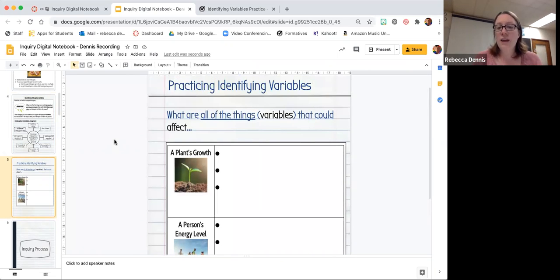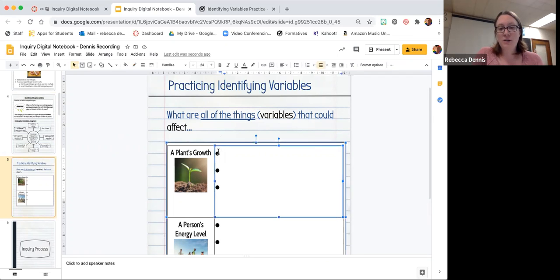What are all the things or variables that could affect the following things? So all a variable is something that could affect something else. In other words, cause something to change in some way. So let's go ahead and think, and in class I'm going to ask you to share out some ideas. What are some things that might affect how a plant grows?